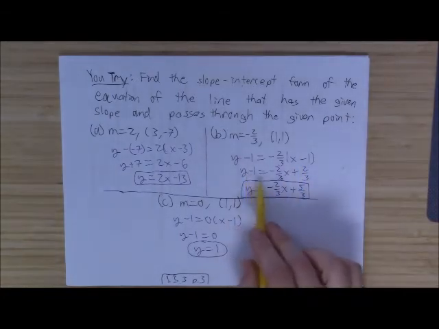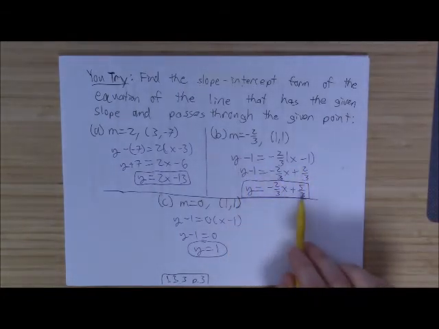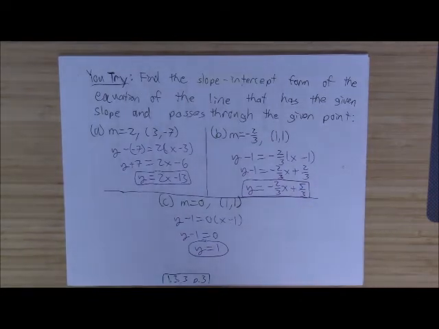Note here that you need to get your hands dirty with a little bit of fractions. When you add 1 to both sides, you need to get a common denominator to get to 5/3. And over here, this is interesting because y equals 1 is just the horizontal line where y is equal to 1. Well, this makes sense because our slope was 0.